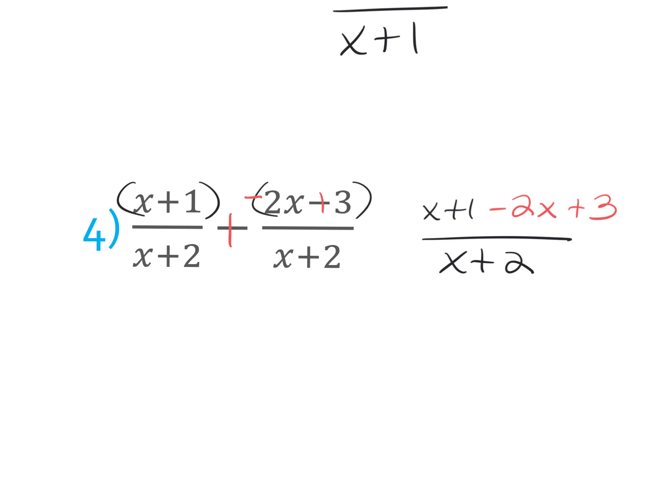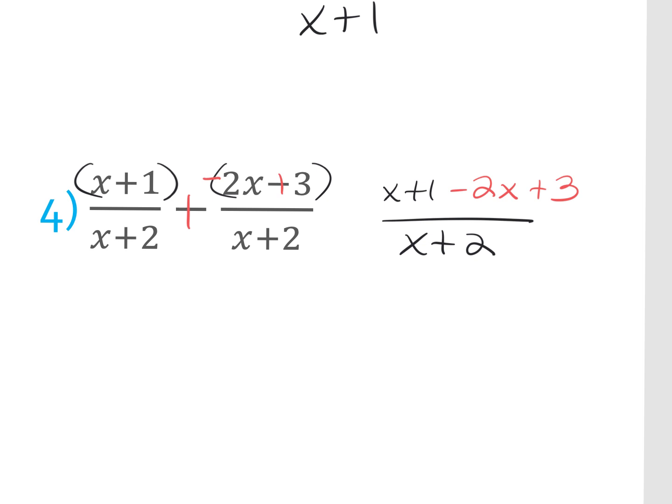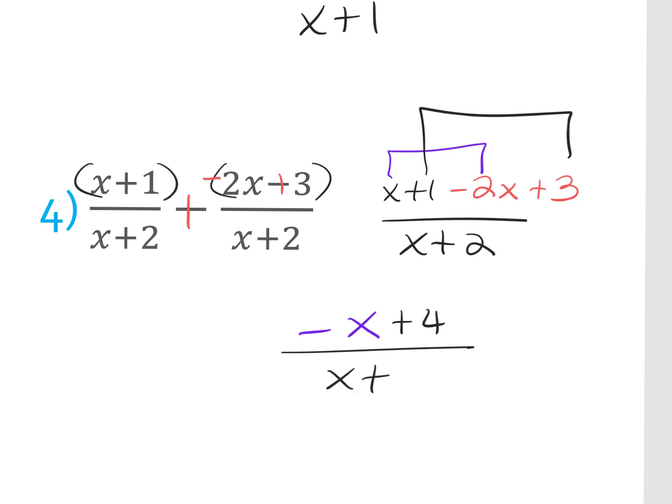All right, now that I have my numerator with the sign switched, I'm going to combine my like terms. So I have 1x minus 2x, and that's going to give me -x. And then I can add the 1 plus 3, and I get 4. And then I have the common denominator. And you're done.